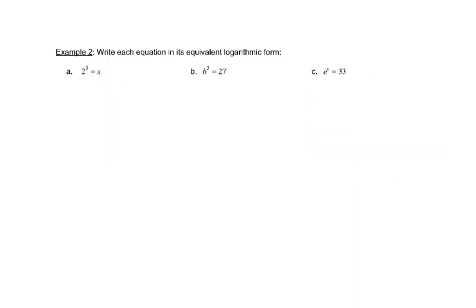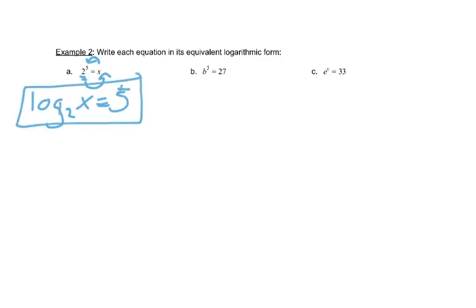We want to be able to go the other direction too. So the way we do that is we start by writing log, and then we take that base, the thing that has the exponent, and that's a little number down below. And then we go to the other side of the equal sign to get what goes after the log. And then it equals the exponent. So we read that log base 2 of x equals 5.